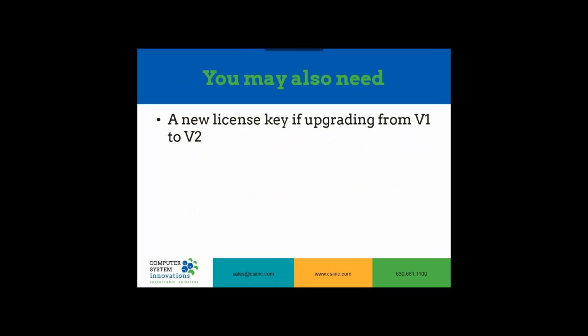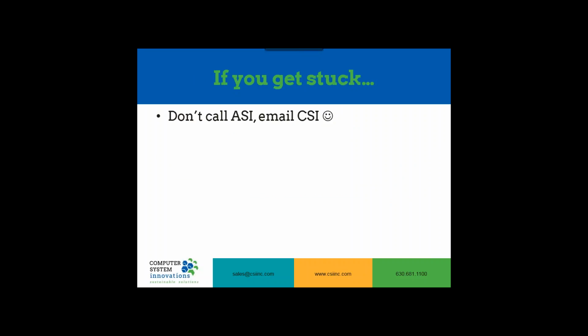You may also need a new license key. If you're on version 1 and going to version 2, there is a new license key required, and ASI delivers those license keys. So you'll email ASI orders at abbsol.com and say, hey, I want to upgrade to iEmail version 2, and they will send you a new license key for that. But if you get stuck, not on the license key side, please email CSI.